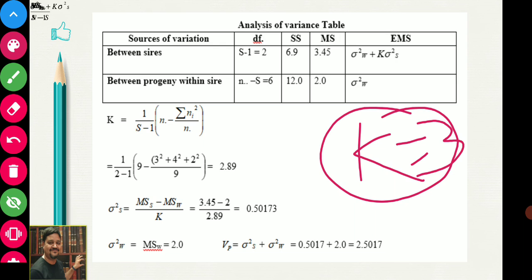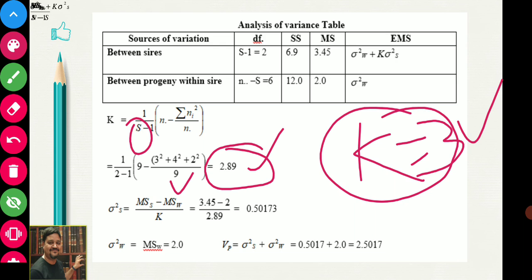So k is equal to 1 by s minus 1, where s is the number of sire. So 1 by 2 minus 1 into n dot minus summation ni square by n dot. N dot is the total number of progeny. Ni means the number of progeny per sire. So first sire 3, second sire 4, third sire 2. So 3 square plus 4 square plus 2 square divided by total number of progeny n dot. So in this way you got the k value as 2.89. In the previous example you got the k value as 3, but here you got 2.89 because the number of progenies were varying.